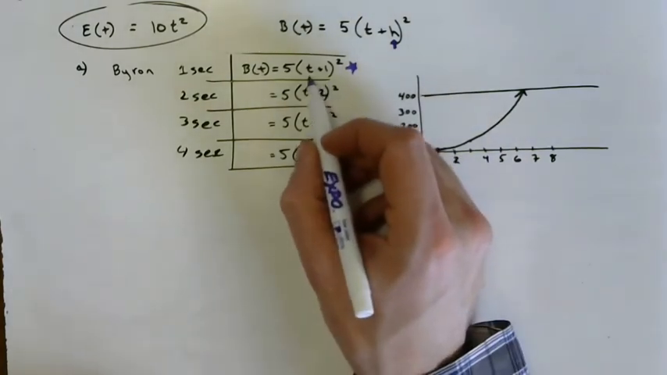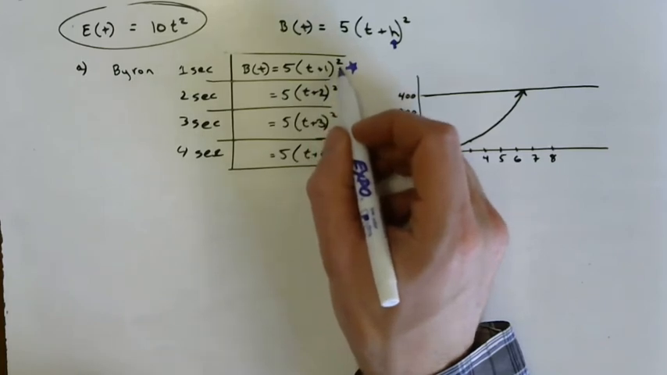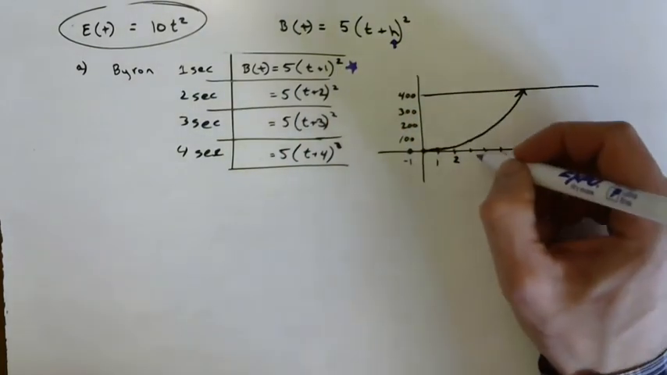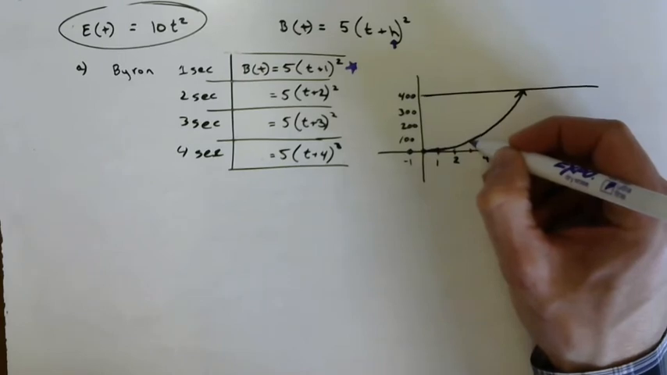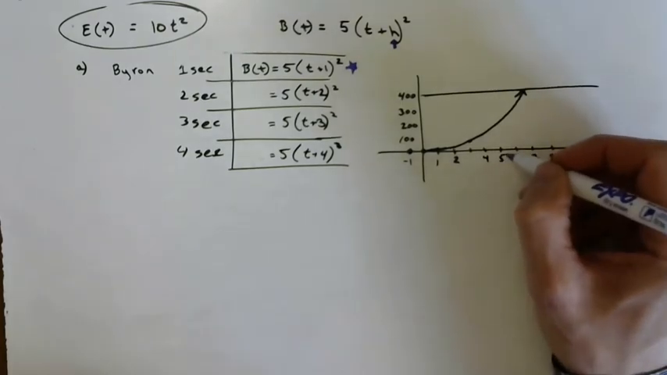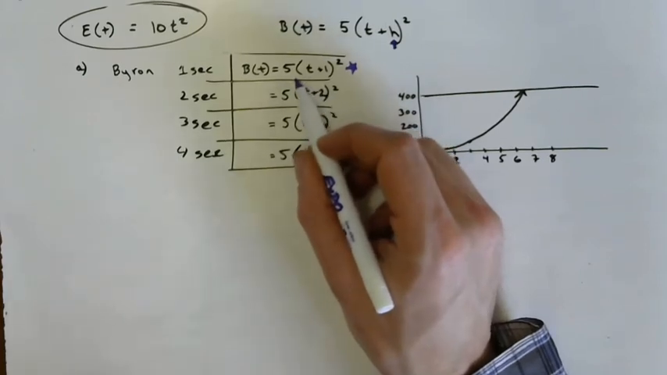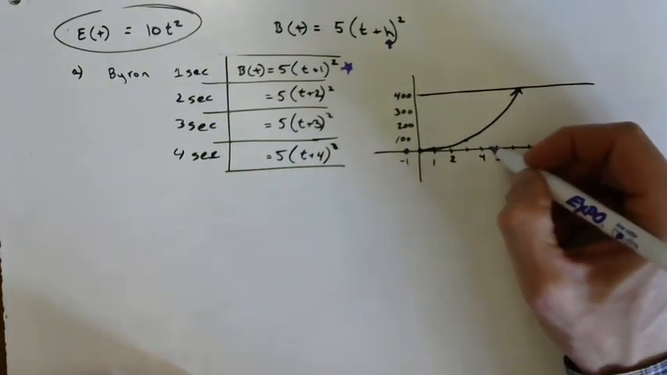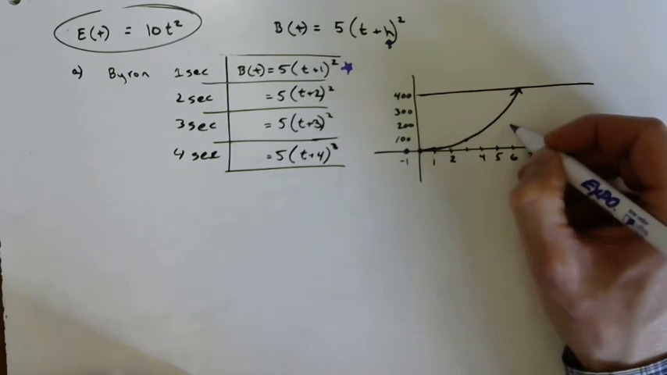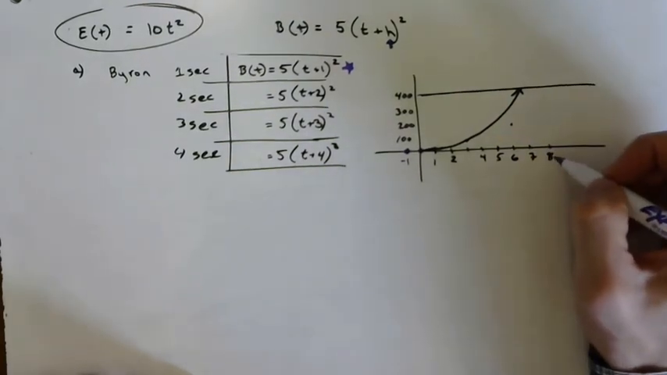At 3 seconds, he's at 4 inside the bracket. 4 squared is 16. 16 times 5 is 80. So he's at 3, 80, which is about there. At 5 seconds, he'd be at 6 inside the bracket. 6 squared is 36. 36 times 5 is 180. So he's at 5, 180. And maybe I'll do one at 8 seconds.